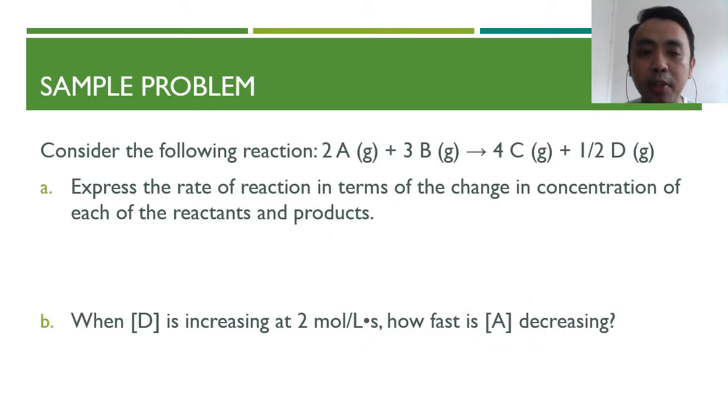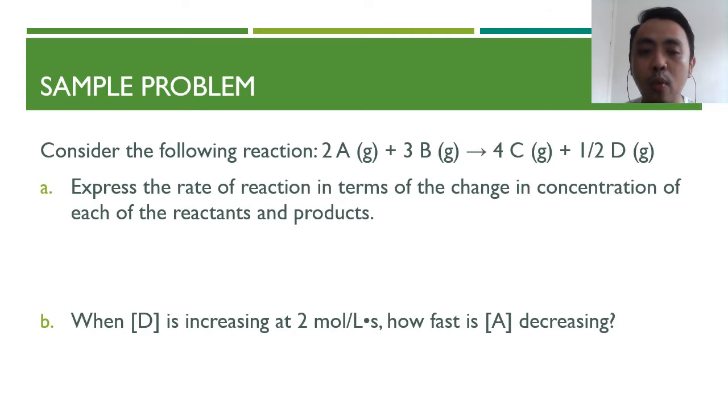As an example, let us consider the following balanced chemical equation: 2A plus 3B producing 4C and 1/2 D. The first question we are asked is to express the rate of reaction R in terms of the change in concentration of each of the reactants A and B and the products C and D.